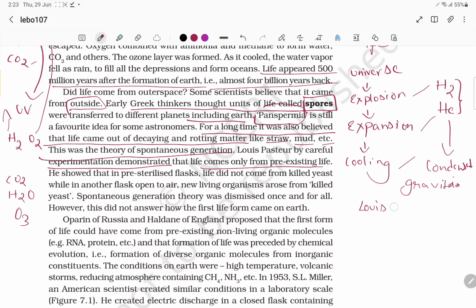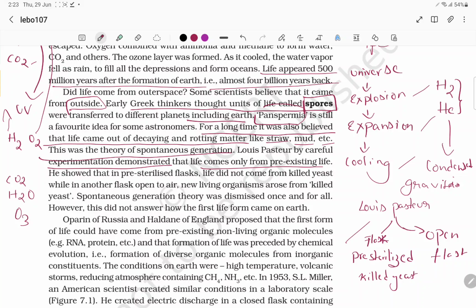So Louis Pasteur took two flasks. Flask 1 is pre-sterilized and flask 2 is an open flask, right? So life did not come from the pre-sterilized flask because it contains killed yeast. In the other flask, which is open to air, new living organisms arose from the killed yeast. Which means the spontaneous generation theory was dismissed by Louis Pasteur.